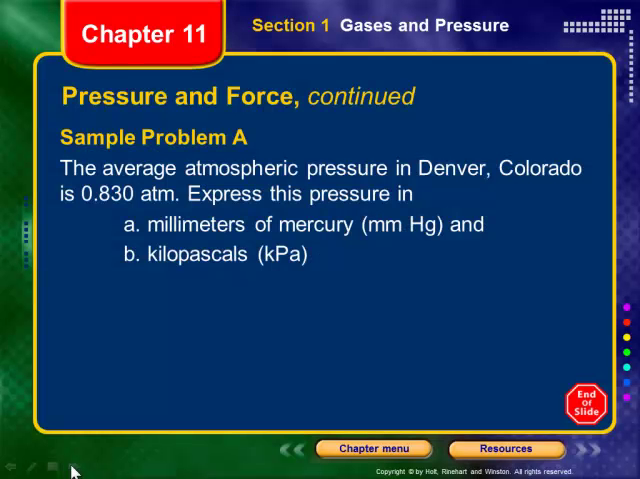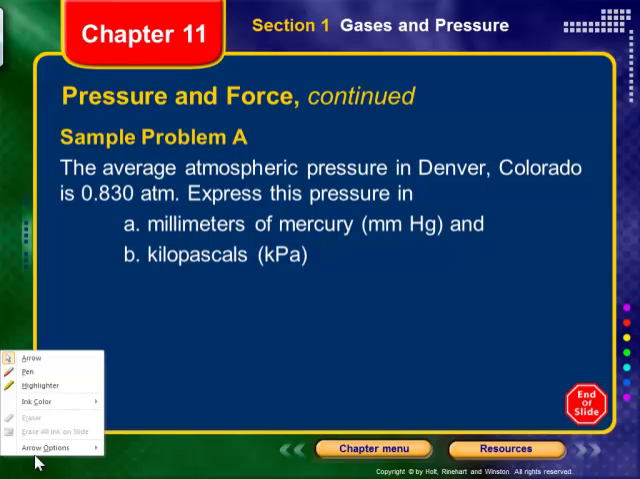All right, here's the sample problem. In this case, we're asked to convert atmospheric pressure. It says the atmospheric pressure in Denver, Colorado is 0.830 atmospheres. Now, you would expect Denver to be a little less than 1 atmosphere because they're above sea level, about a mile up, and so the pressure is a little bit less. And so they're at 0.830 atmospheres. It says express that in millimeters of mercury and in kilopascals. This is a fairly easy problem to work.